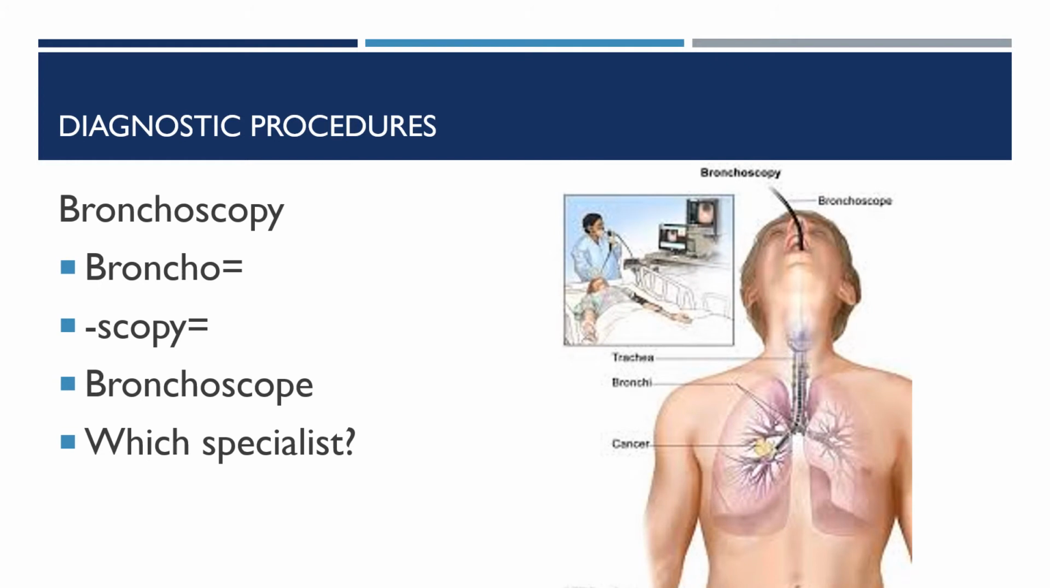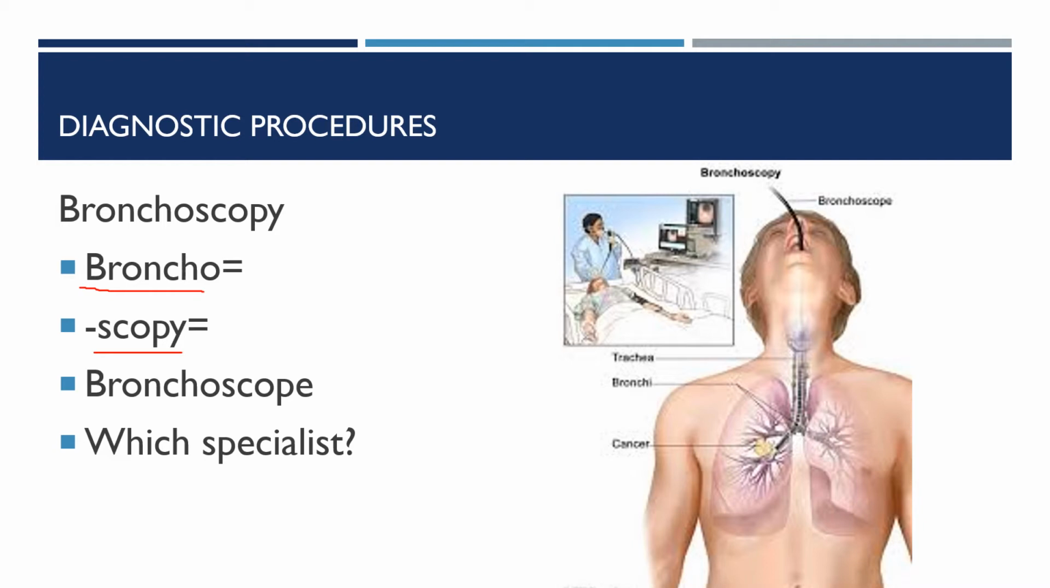Okay, so another diagnostic kind of procedure to diagnose issues is a bronchoscopy. Okay, broncho means the bronchi or the bronchioles. Scopy is that instrument used to look at things, a scope. So in this case, we're using a bronchoscope to look into the bronchi and bronchioles.